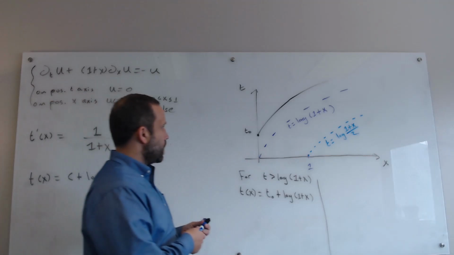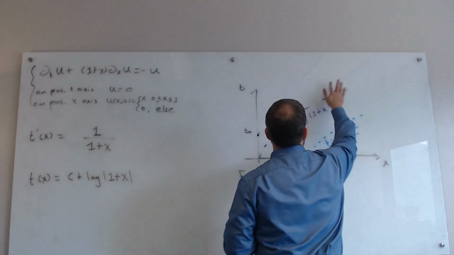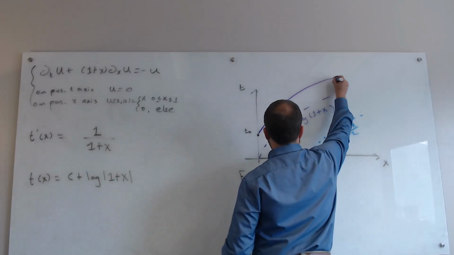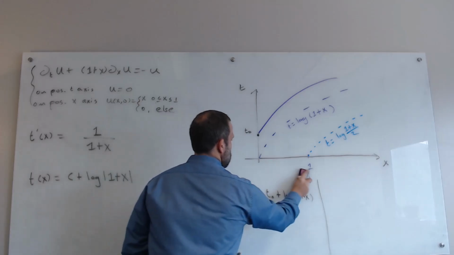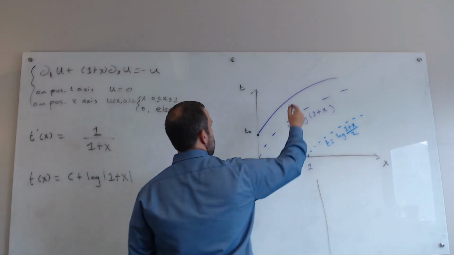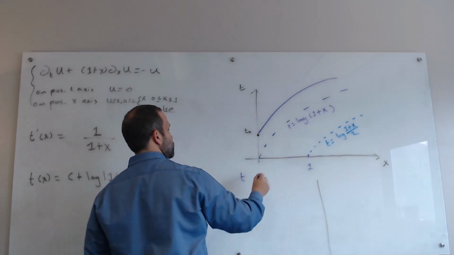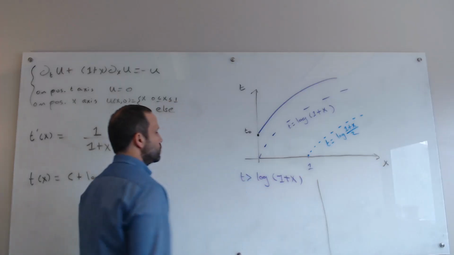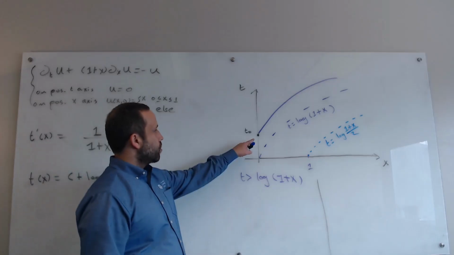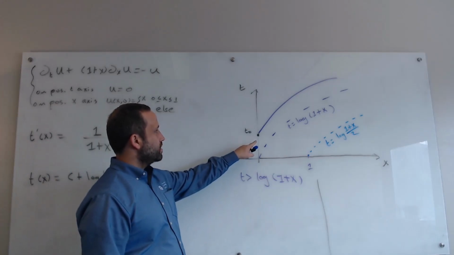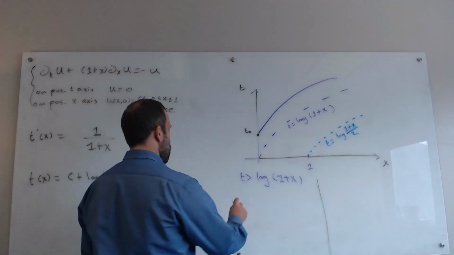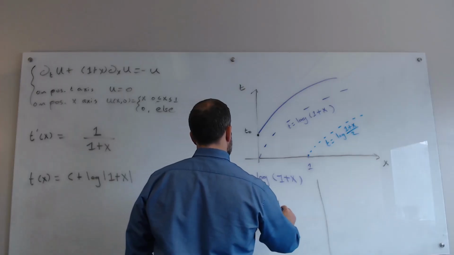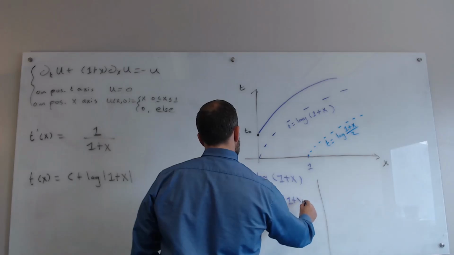Now let's look at what happens. I'm going to do this in purple. Purple seems to be doing a little bit better with the writing. Anyways, I'll just say it one more time. If t is greater than log of 1 plus x, it's going to cross the gamma at the positive t-axis. For this curve, it's crossing at the point t naught. And so t is equal to t naught plus log of 1 plus x.